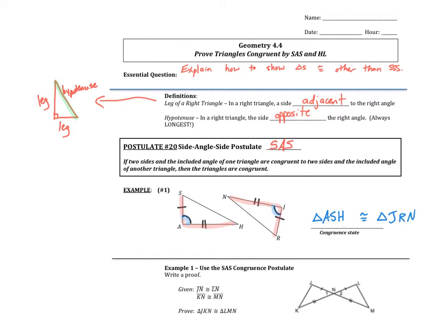Okay, and order matters. So you could say ASH congruent to JRN, or I'm just going to show you a second way you could say it. You could say SAH congruent to RJN. Both of those are correct. So I just want to show you there's more than one way to write the congruent statement.